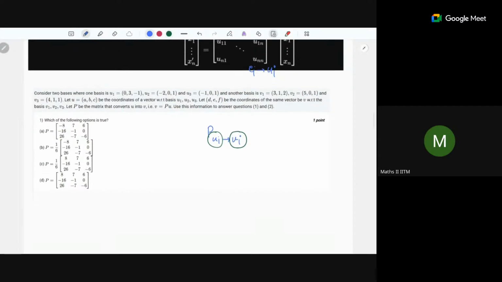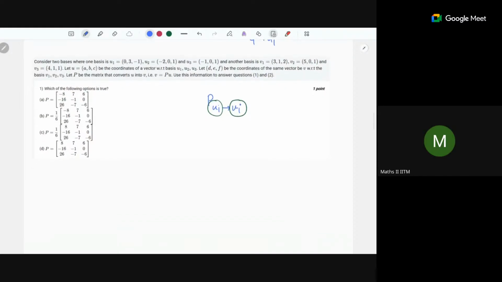So let's do that. What is u1? u1 is 3, 0, 3, minus 1. You need to express it with respect to vi. So that will become your first column. Let me write that as a11, a21, a31.